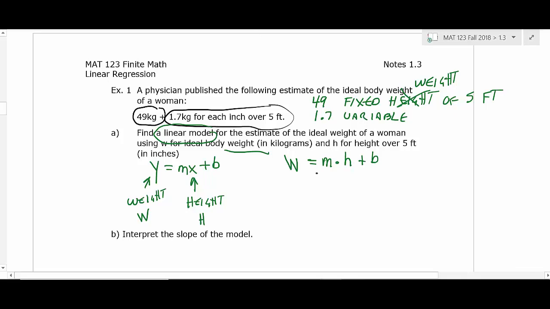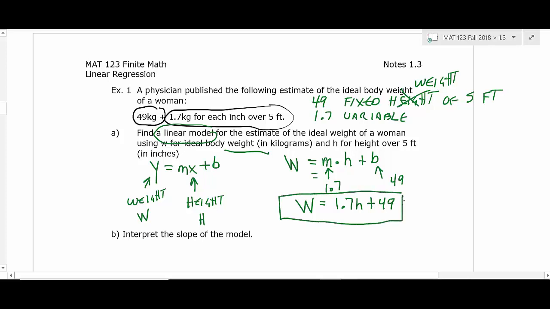All right, let me see if you've caught on to this. Which one of these is the fixed, the m or the b? The b. This is the fixed, and that's given as 49. Which one's the variable? 1.7. So that means your mathematical model is w equals 1.7 times h plus 49. That's a linear relationship.